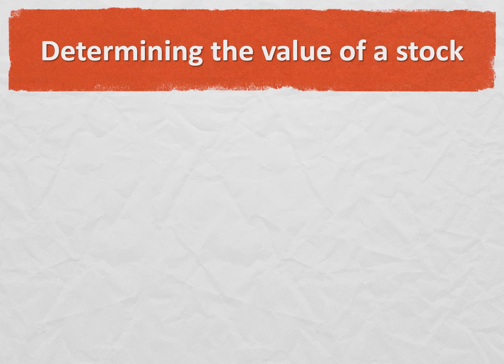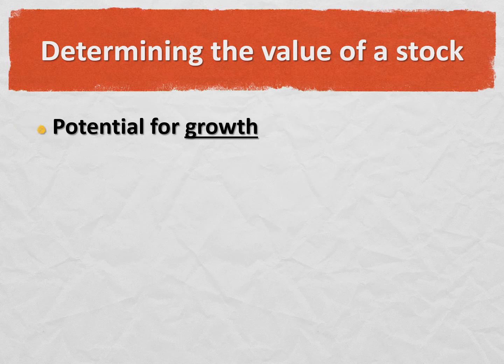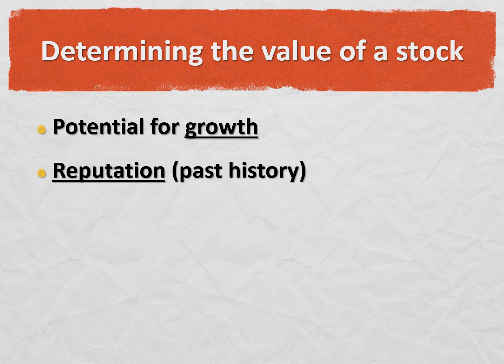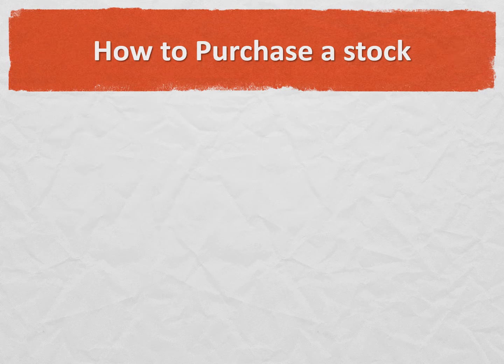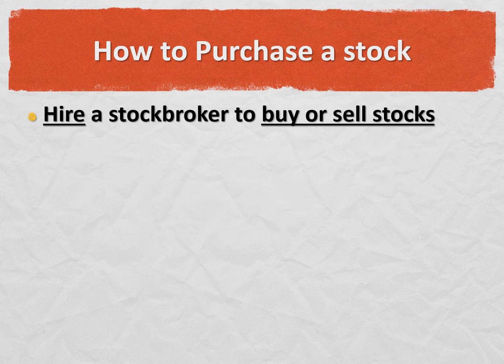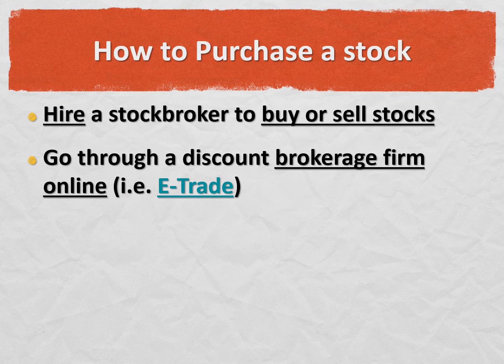How do you determine the value of a stock? Well, you look for the potential growth, reputation, its past history, what has it done in the past, internal and external events. So what's happening in the world around you and what's happening in this business. How do you purchase a stock in the first place? Well, you can hire a stockbroker to buy or sell stocks. You can go through a discount brokerage firm online like E-Trade. There's tons of them.